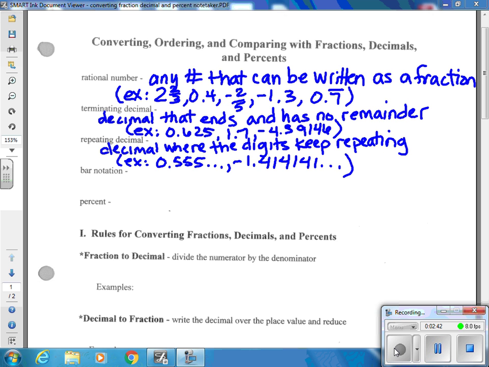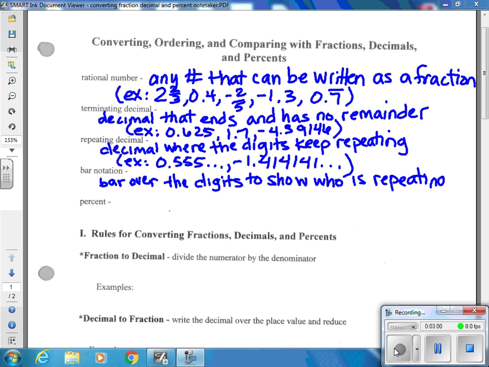Bar notation goes along with repeating decimals. This is the bar over the digits to show what is repeating. So when you see that bar over certain numbers, those are the only numbers that keep repeating in your problem, right? So I'm only going to give you one example here.